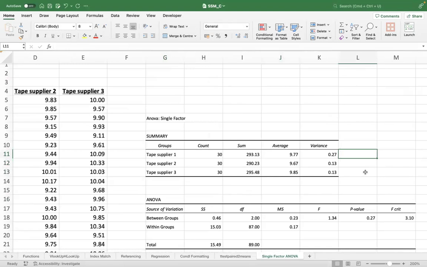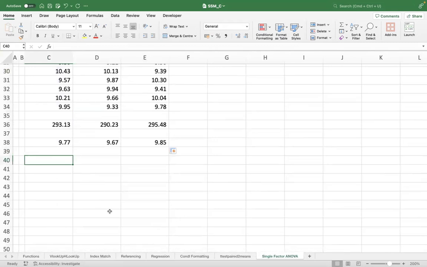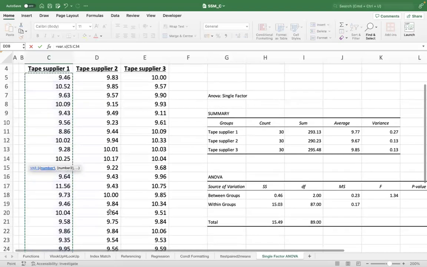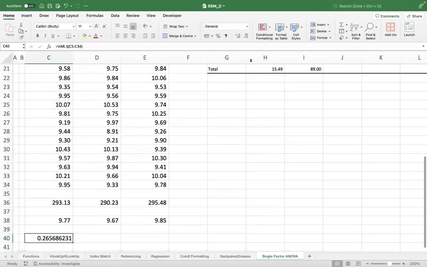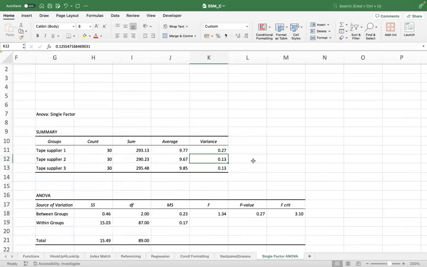Variance basically measures the volatility in the data. And we can do var.s, or let's see with var.s if it gets you to the number. Variance for a sample. So 0.27, 0.13, and 0.13, which is here. Which means that tape suppliers 2 and 3 per se are having almost similar volatility in the data, but tape supplier 1 has more volatility. Remember, volatility is always a measure of risk.